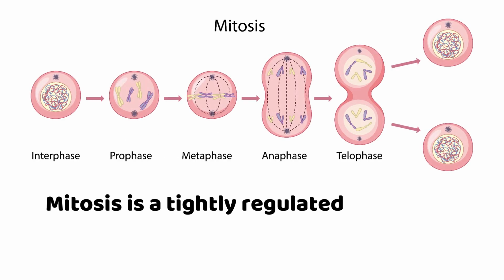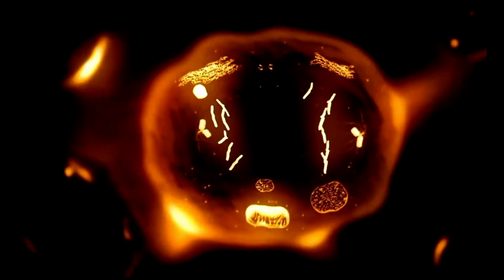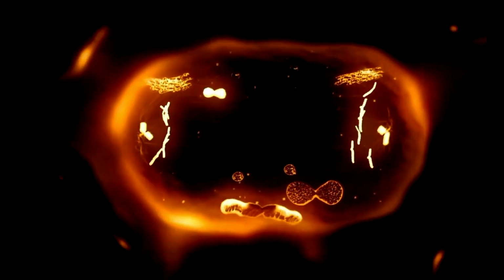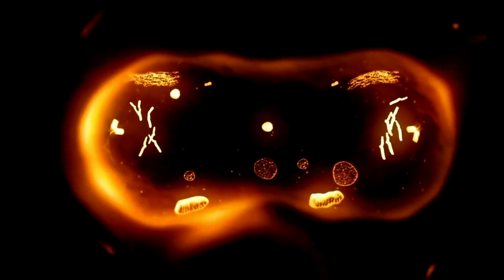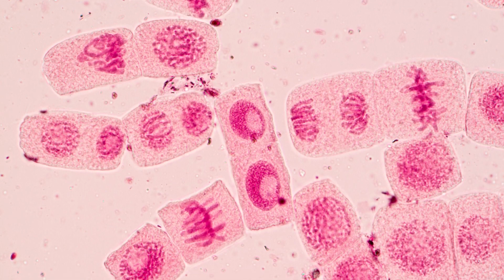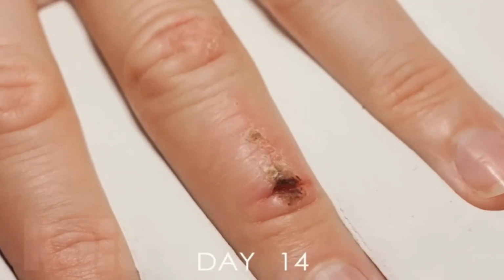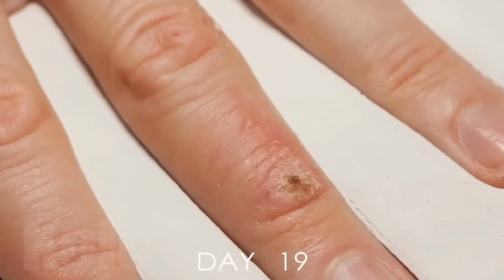What is mitosis? Mitosis is a tightly regulated and highly orchestrated process of cell division. It's a fundamental aspect of the cell cycle, during which a single cell divides into two identical daughter cells. This process ensures that an organism's cells can replenish damaged or dead cells and is essential for growth and tissue repair.